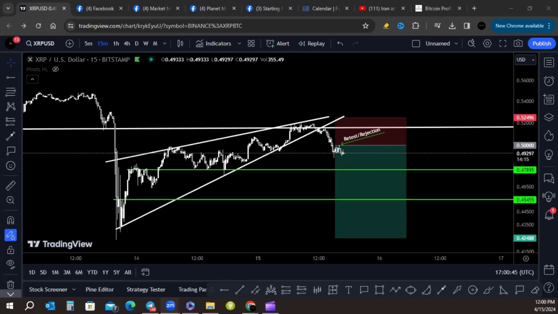So we're looking at the XRP chart right now. We've had some things happen as far as the war. We had the war stuff start coming up between Israel and Iran. So we're keeping a close eye on that.